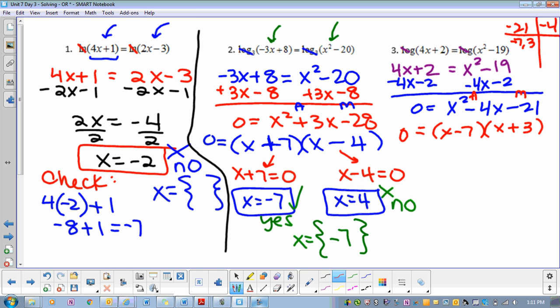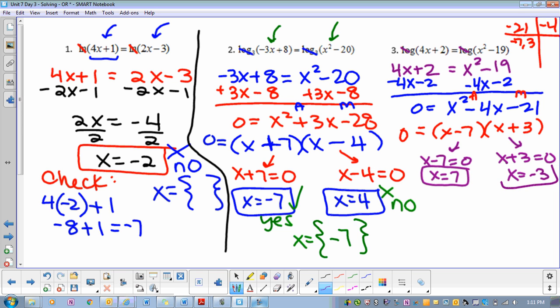Oh, my handwriting is really messy around that. All right, now mini equations, because both of those factors are equal to 0. So x equals 7 here, and x equals negative 3 here. Now let's check and make sure that when I plug it back into my log, I don't get a negative or a 0. So 7 works, right? How about negative 3? That's a no. So x equals 7.